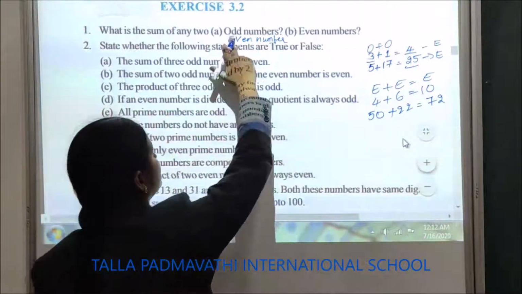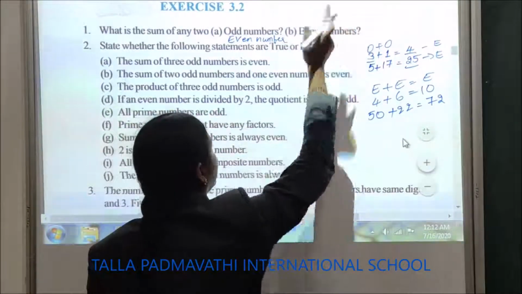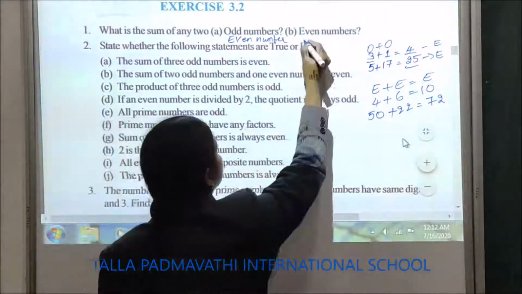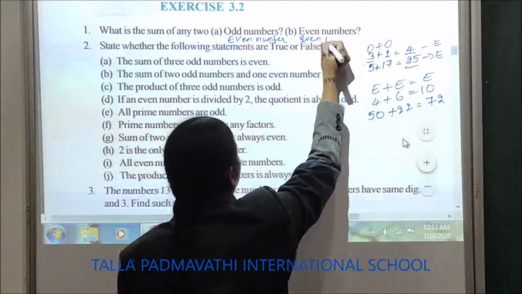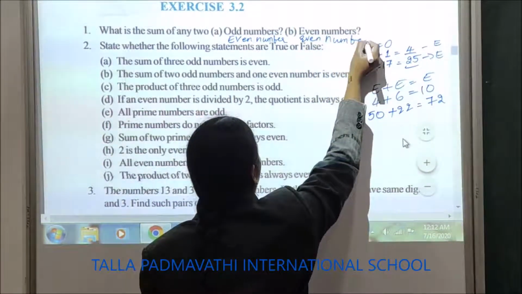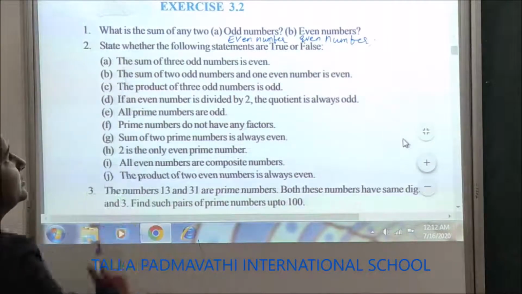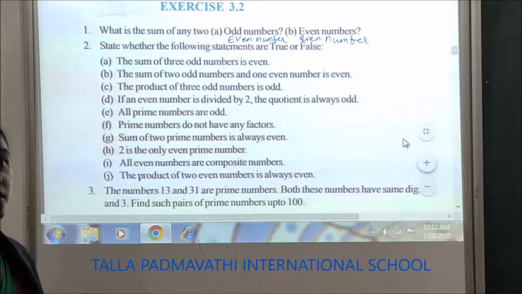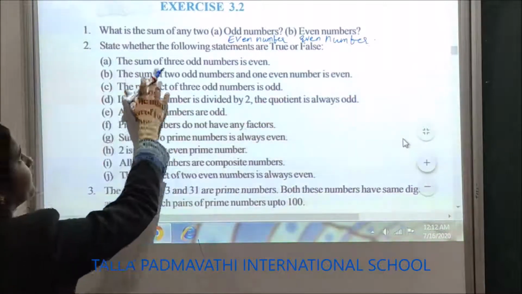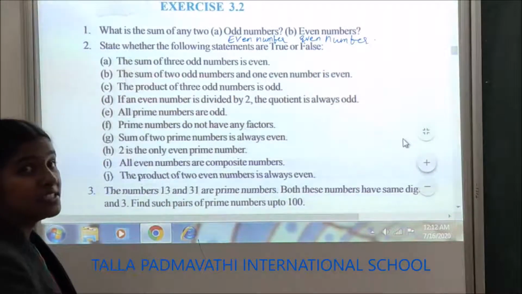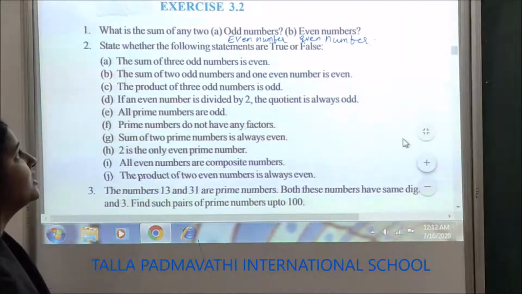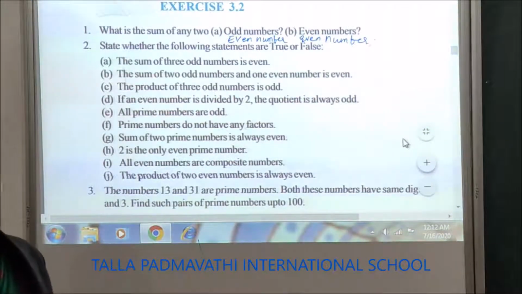So when you add two odd numbers or when you add two even numbers, you are going to get an even number. Okay. Next, second one. State whether the following statements are true or false. The first one is, the sum of three consecutive odd numbers is even. The sum of three odd numbers is even.